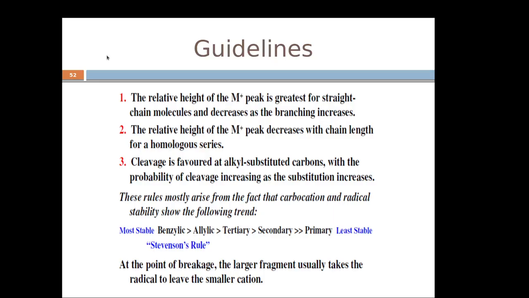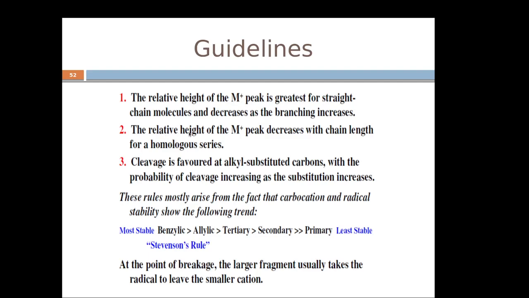Keeping the concept of molecular ion peak and base peak in mind, if you represent the molecular ion peak by M dot plus or simply M plus, then the first convention, rule or guideline says that the relative intensity of this M plus peak would be the greatest for straight chain molecules compared to branched chain molecules, and the intensity of the M plus peak would decrease as the branching increases. So as the molecule gets more and more branched, the intensity of the molecular ion peak will decrease.